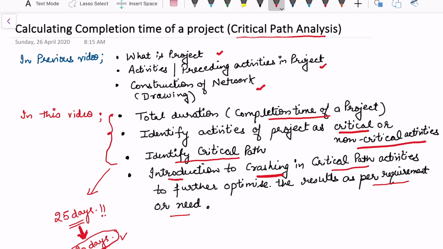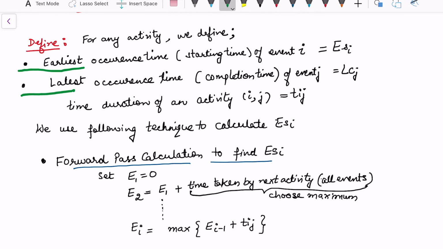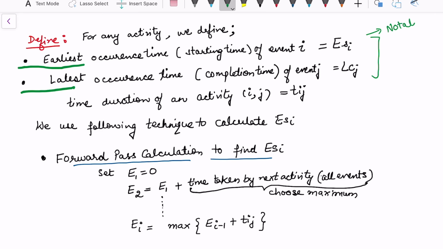I want to define now how we calculate the time duration of the project. For any activity, we define two times: one is the earliest occurrence time and the second is the latest occurrence time. Earliest starting time means how early we can start a project, and as we progress, how early we can reach the next stage. For this we use notation: for earliest I am using E, and for latest I am using L. So ES means earliest starting time, and LC I am reading as latest completion time of any node. I and J I have just varied, although we will be calculating earliest and latest for both the nodes.